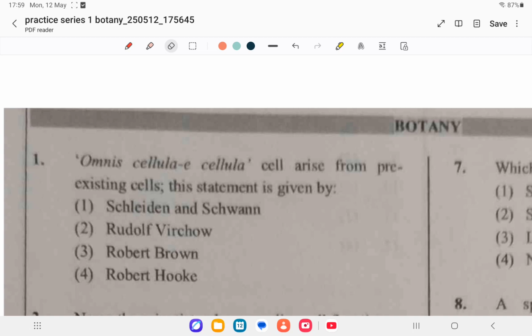Done? Okay, so let's discuss. Rudolf Virchow in 1855 gave this explanation, and the answer is option 2. He explained that cells divide and new cells are formed from pre-existing cells. If you have any doubt, you can write in the comment section. I'll answer there.